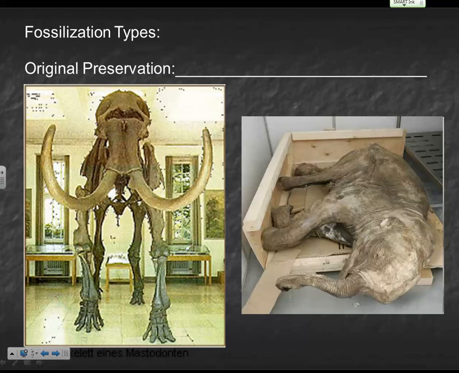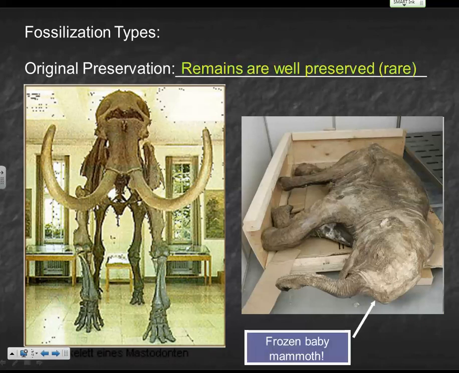All right, now we're going to delve into different types of fossilization. And the first one's one of my favorites, original preservation. This is a fossil where you actually find the flesh still intact. In this case, it's a frozen baby mammoth, and this is a rare form of fossilization, obviously, but this thing is really old, at least 12,000 years or older than that.